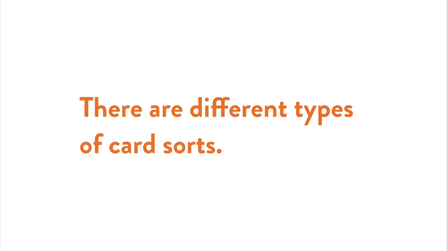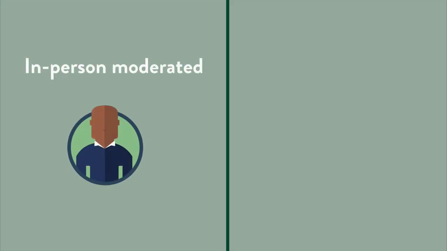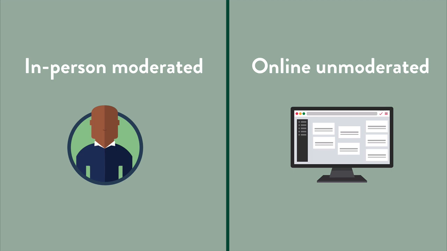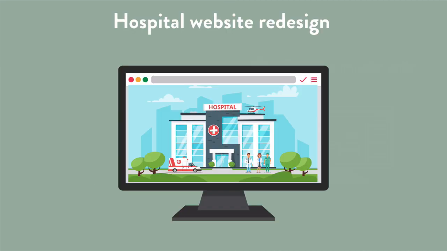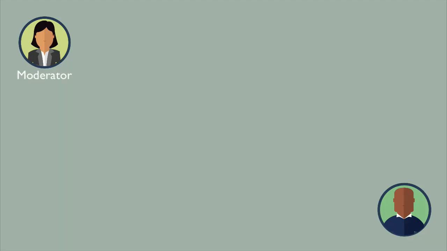Let's look at two different types. First, an in-person moderated card sort. Second, an online unmoderated card sort. Imagine you're part of a team helping a hospital redesign their website. For the initial session, you're the moderator in the same room as a single participant.